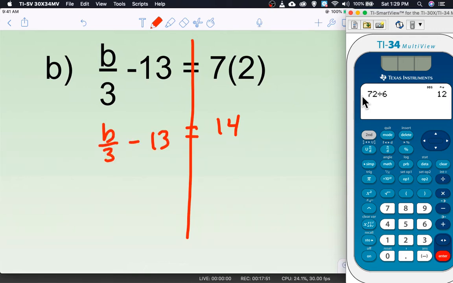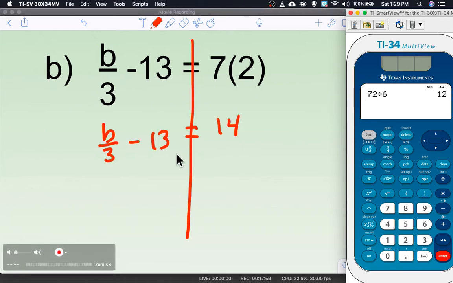There. That looks simpler already. Now we solve. So I've gotten rid of all my parentheses. Combine. Can I combine anything here? No. This 3 is attached to the b. You cannot combine, you can't do 3 minus 13. So there's nothing to combine on the left. There's nothing to combine on the right. So now we start getting the variable by itself.